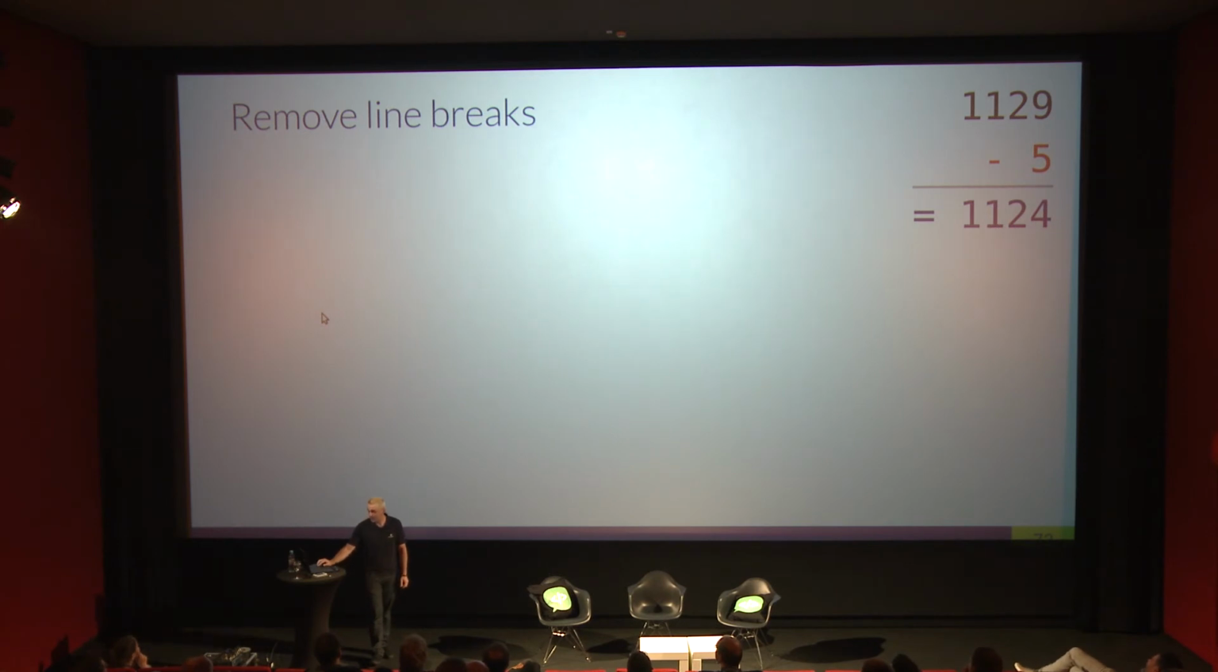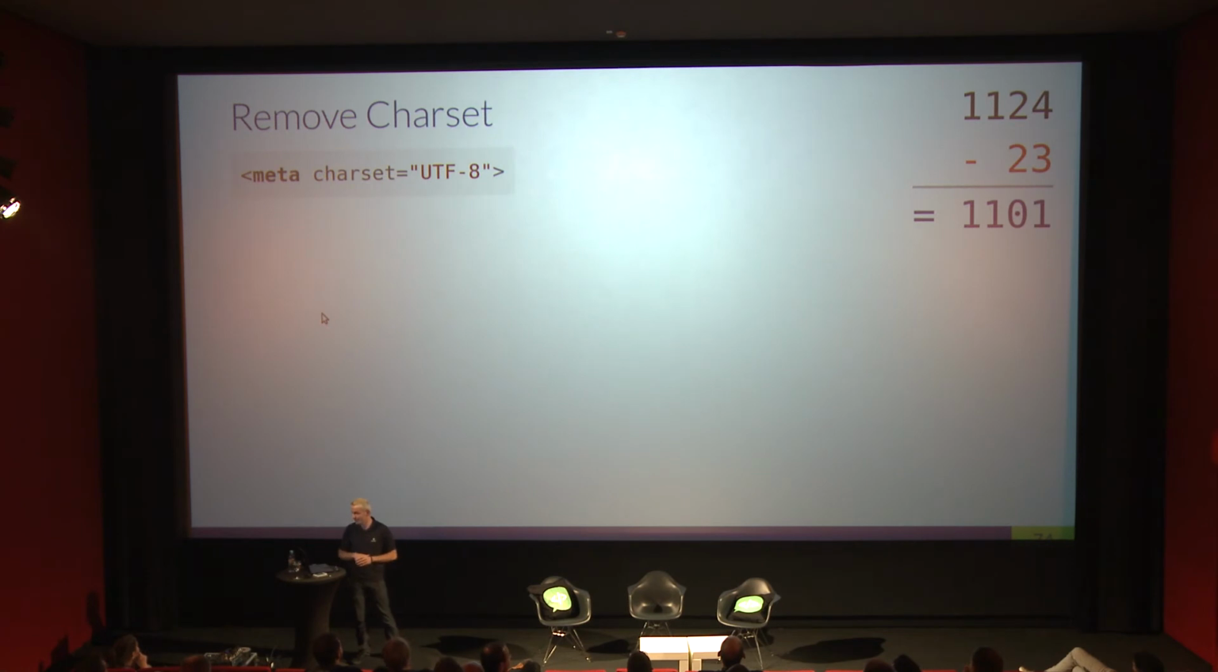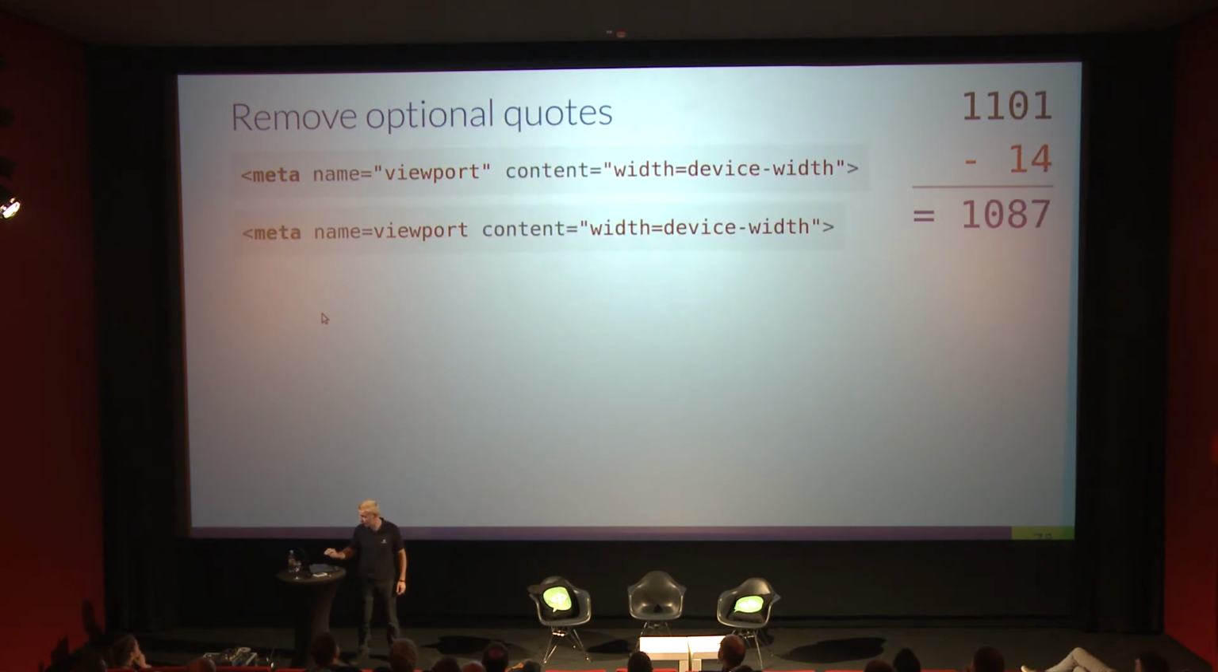Removing line breaks of JavaScript saves another 5 bytes, and we are down to 1,124. 100 to go. How can we improve the HTML? I can remove the charset because the charset is only taken from the meta element if there is no charset set in the HTTP headers. So assuming I set an HTTP header, I can remove the meta charset element from the HTML, saving me 23 bytes.